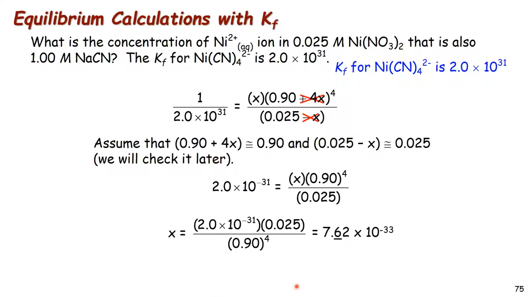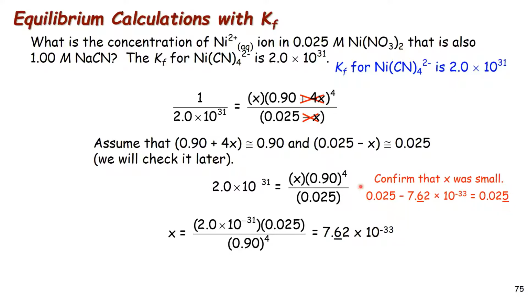It's 7.6 times 10 to the negative 33. Now we have to go back and confirm that our assumption to ignore x was correct. I'm just going to use the one with a smaller value. It doesn't matter that there's 4 more times here, as you could probably already see from the number. But if we take 0.025 minus x, that's still 0.25 to the same number of sig figs and rounding.